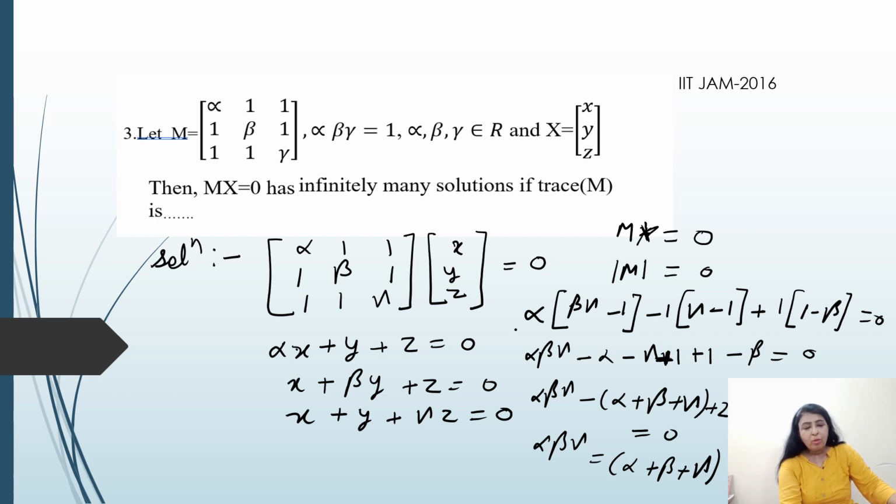So, the result is plus 2. Now the product αβγ is given as 1. So what it becomes: 2 + 1, which is equal to 3, which is equal to α + β + γ. Right?